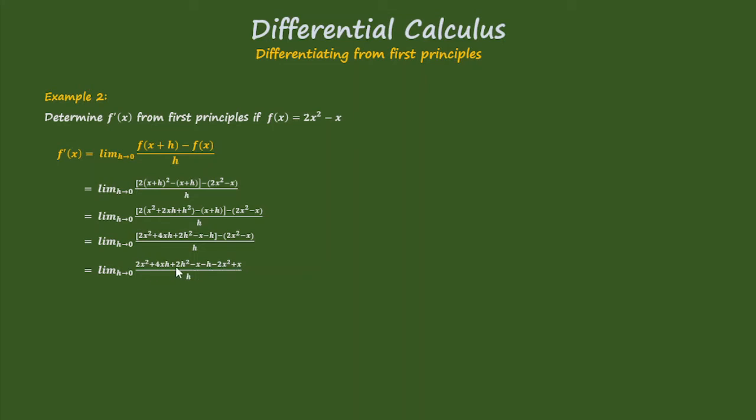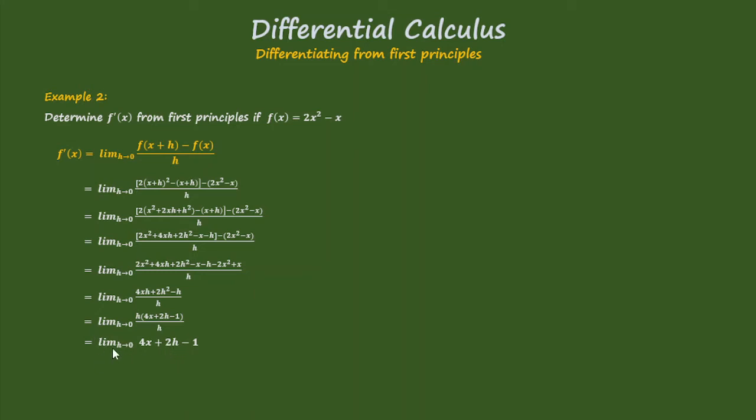If you look at the numerator, 2x squared minus 2x squared will cancel out each other, minus x and x will cancel out each other. The terms that we will be left with all contain h. We have 4xh plus 2h squared minus h. Then we can take out h as a common factor, so it can cancel out with the h in the denominator, and we'll just be left with 4x plus 2h minus 1.